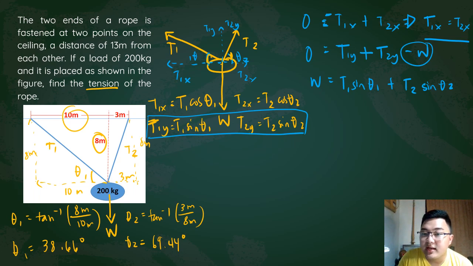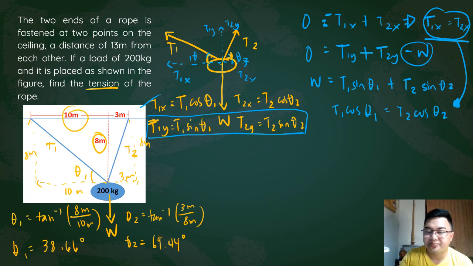So that's T1 and T2. For this equation here, you can further transpose this one into, we have T1x here, that is T1 cosine theta 1 equals T2 cosine theta 2.